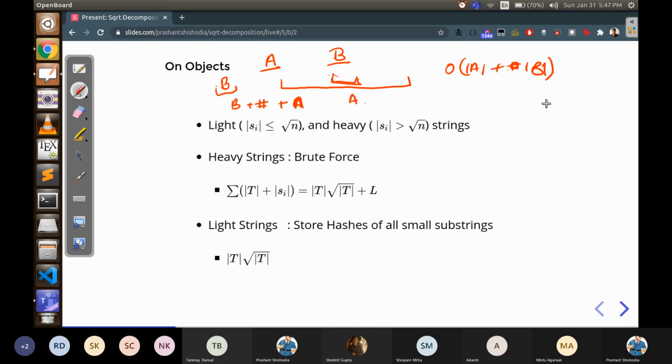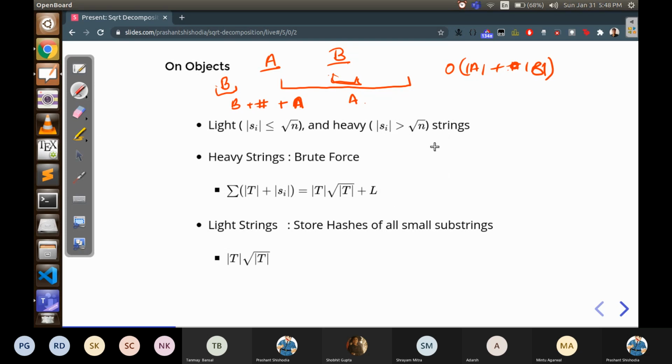But can I do KMP here for all the strings? The complexity will be Q into the size of T. There is no Q here, it's actually N. So the complexity will be N times the size of T. Yeah, that's right. So this would be the complexity, but that's too high. So what we will do is we will just do it for the heavier strings.